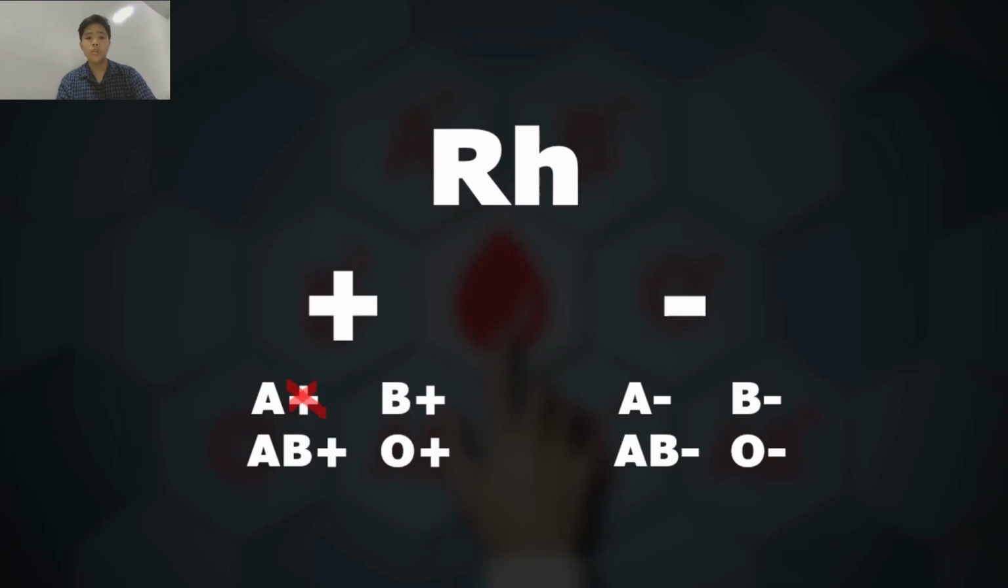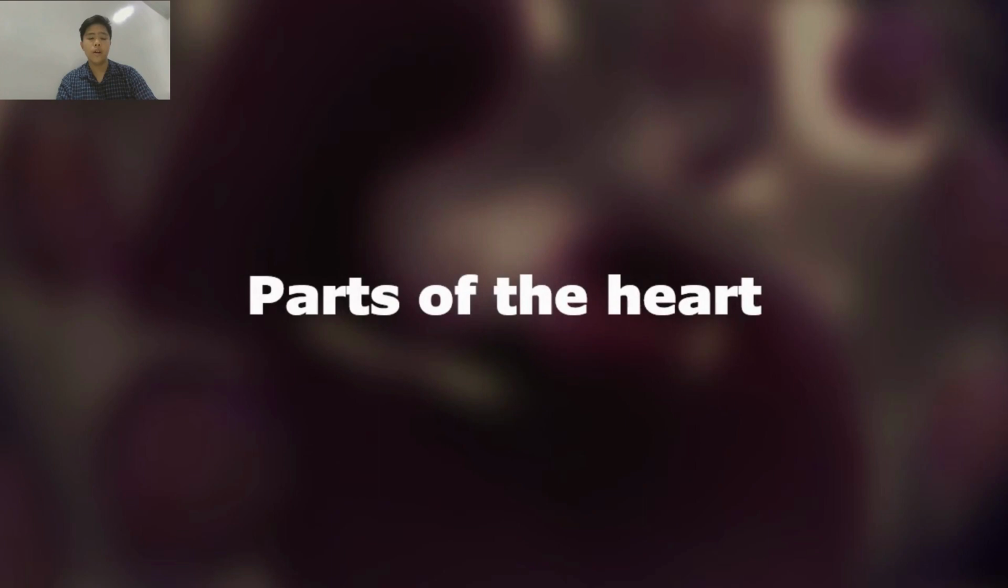That is why you also cannot give RH positive blood to an RH negative person, which is similar to the functions of antigens and antibodies. Before we dive into the blood pathway, let us first briefly discuss the heart's parts.